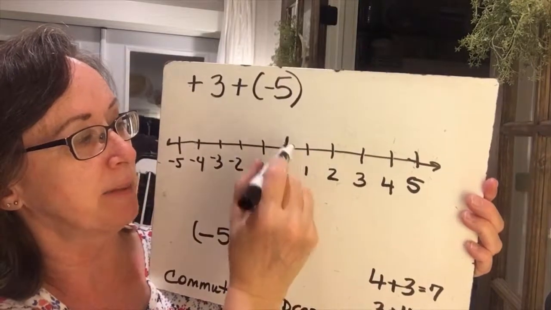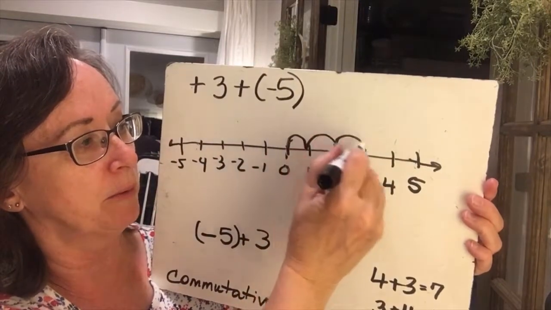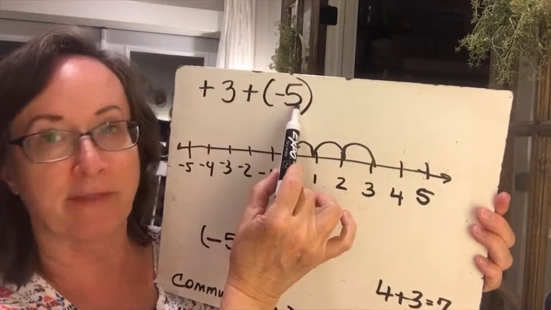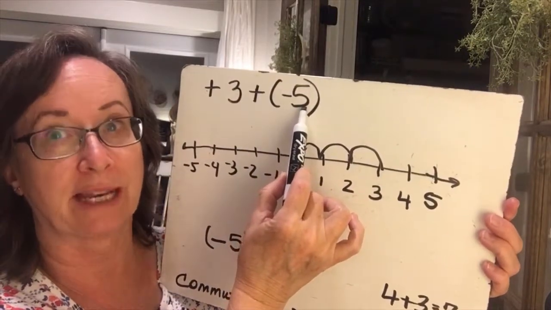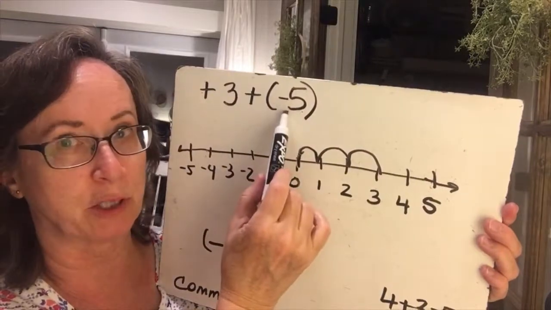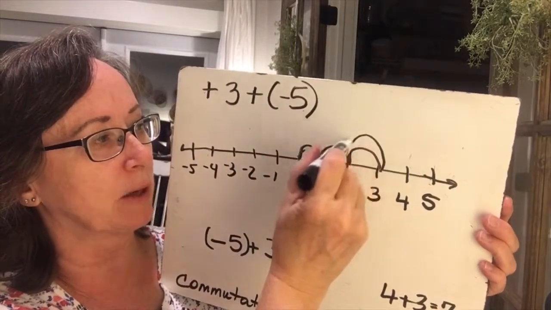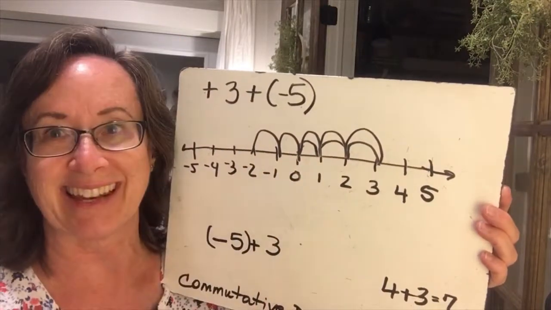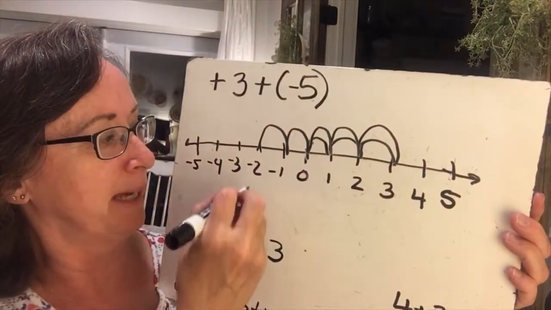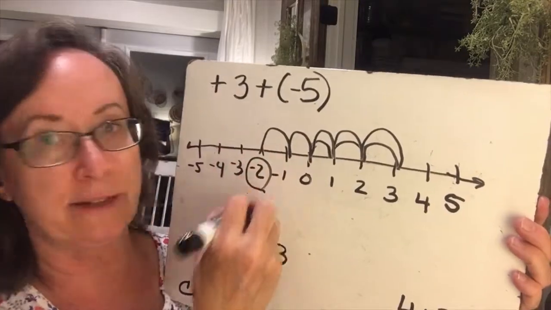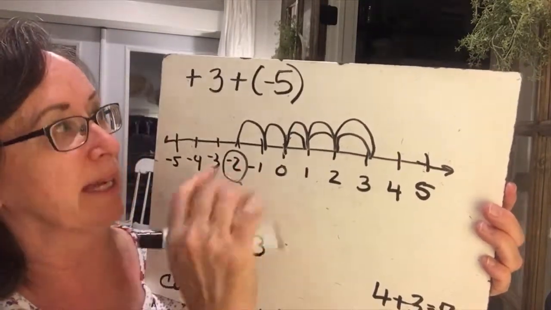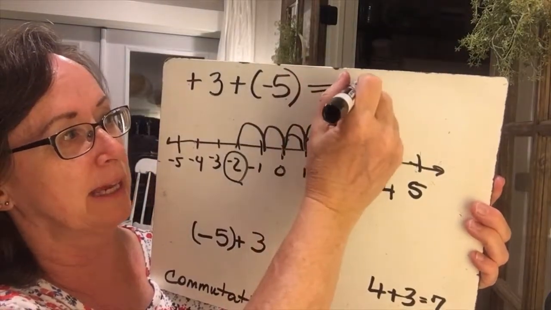and then we take 3 steps to the right. So 1, 2, 3 steps to the right. And then from there, we will take 5 steps to the left. Okay, so basically we're turning around here and we're going to go 1, 2, 3, 4, 5 steps to the left. And we wind up at negative 2. So here's our negative 2 that we wind up on. So that's the answer, right? So the answer is negative 2.